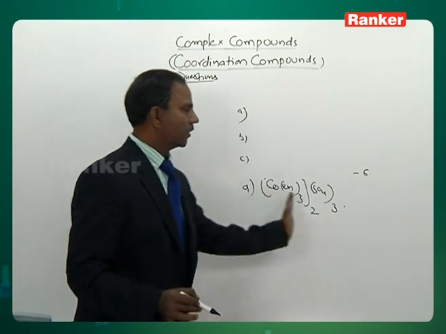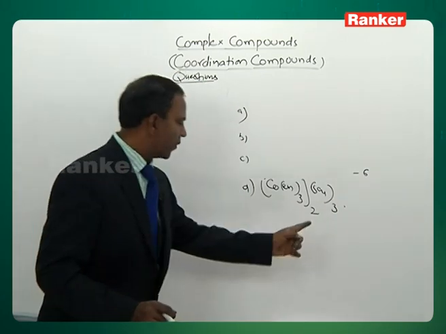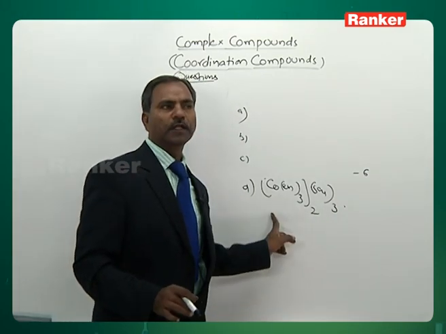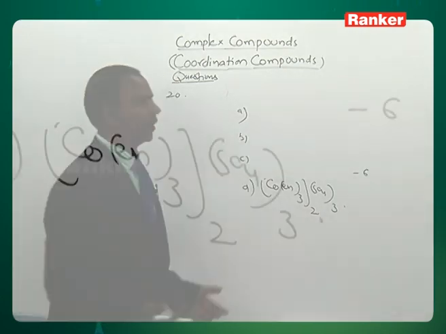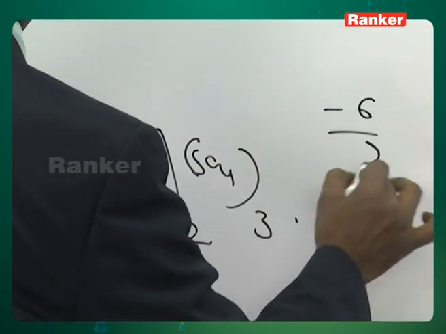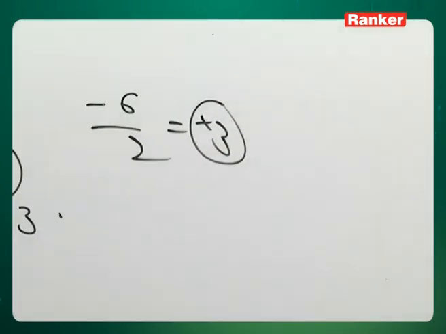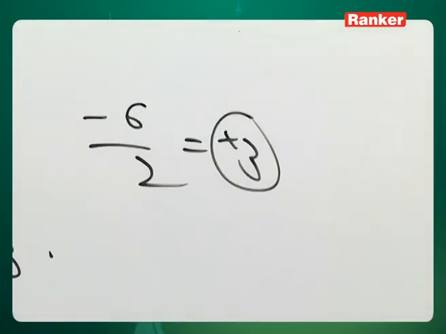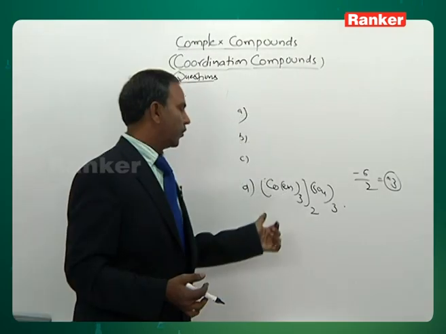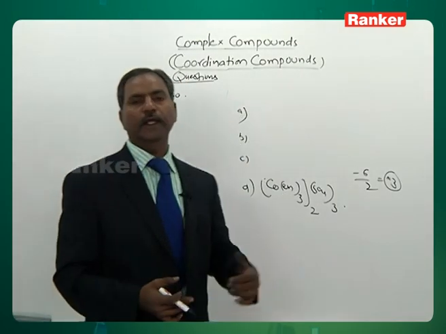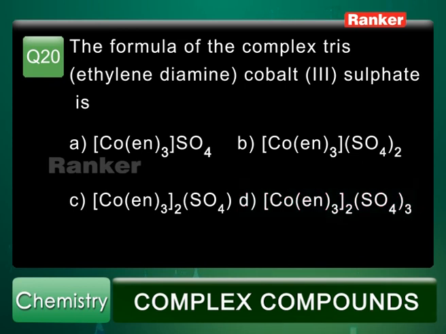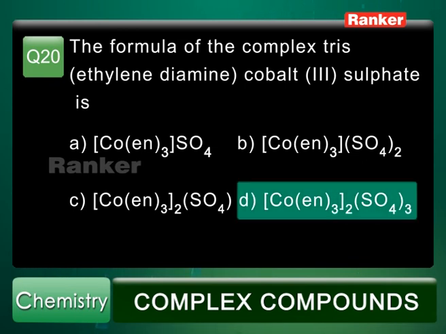Total charge in the particular complex is 6. How many cobalts are there? 2 cobalts are there. Each should be 6 by 2, coming to be plus 3. Therefore, this is [Co(en)3]2(SO4)3. The option D is the correct answer here for this particular question.